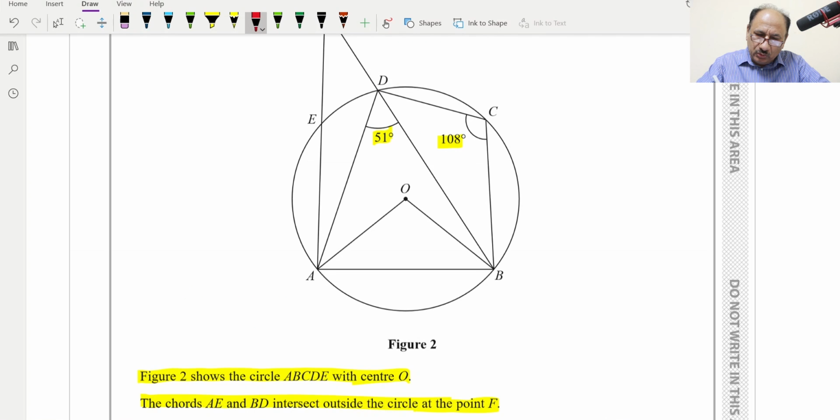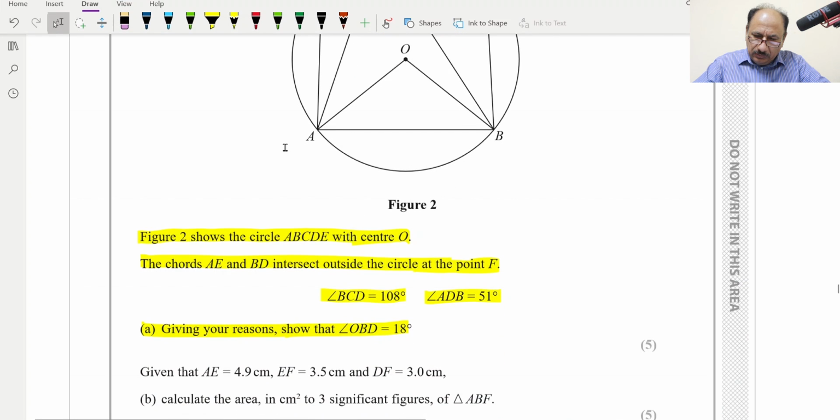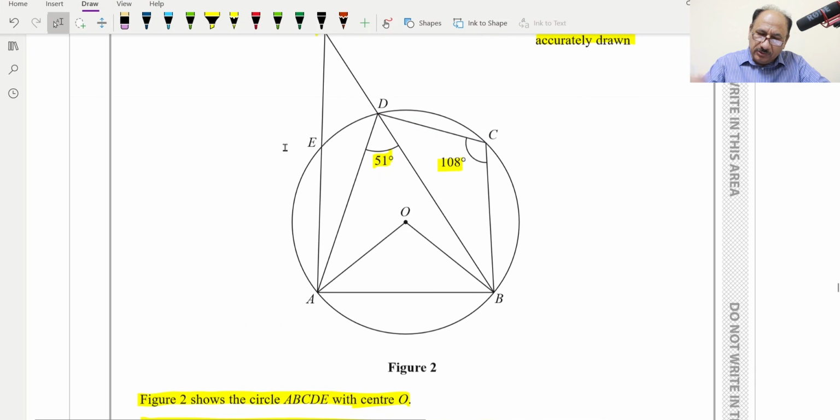So we have to show angle OBD is equal to 18, not ABD. OBD will be this angle, so this angle we have to show as 18. We have to prove this one.